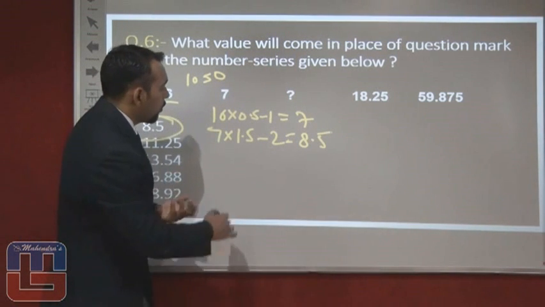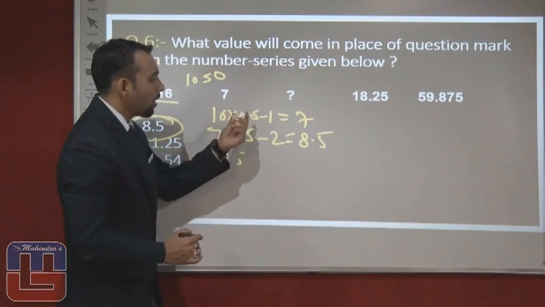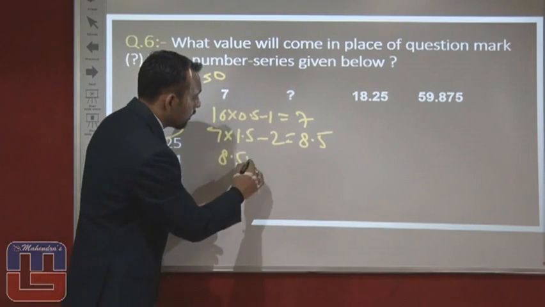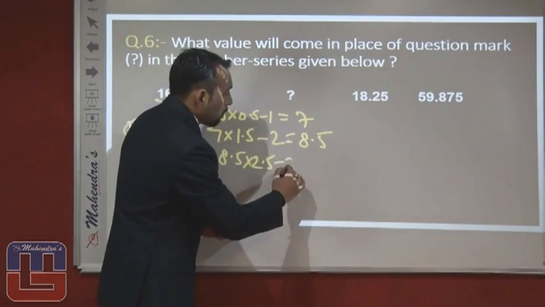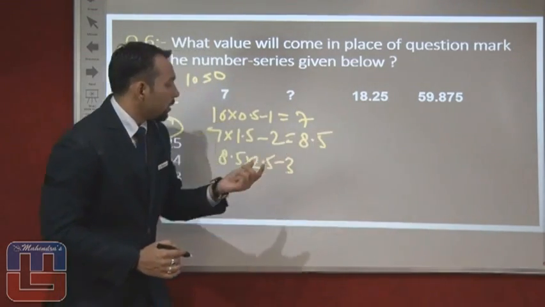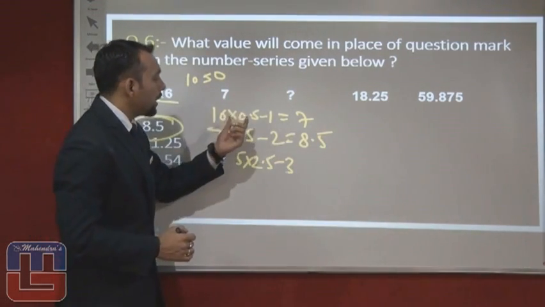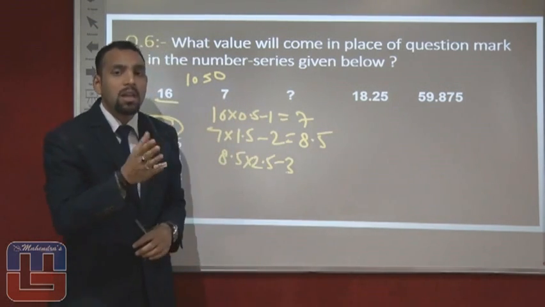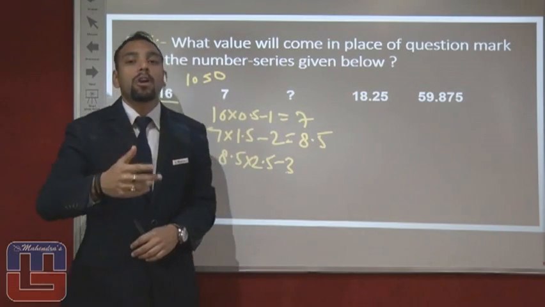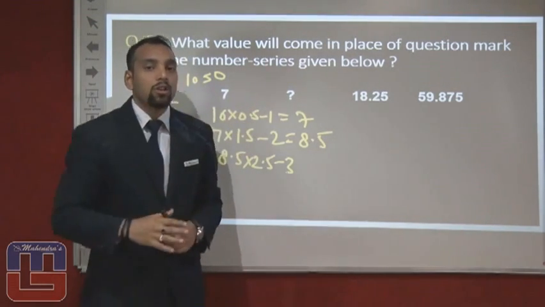Right? Next one will be 8.5 after 1.5. What will come? Same, 2.5. As it is minus 3, you will get the same number, right? So the logic is multiplication of 0.5, then minus 1, multiplication of 1.5, then minus 2, multiplication of 2.5, then minus 3, you will get the value of the question mark.